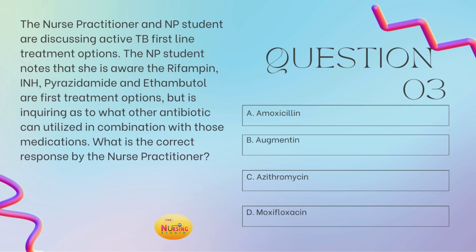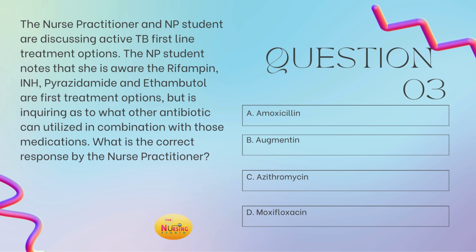the nurse practitioner and NP student are discussing active TB first-line treatment options. The NP student notes that she is aware that rifampin, INH, pyrazinamide, and ethambutol are first-line treatment options, but is inquiring as to what other antibiotic can be utilized in combination with those medications. What is a correct response by the nurse practitioner? Is it A, amoxicillin? Is it B, Augmentin? Is it C, azithromycin? Or is it D, moxifloxacin? Let me know what you got.